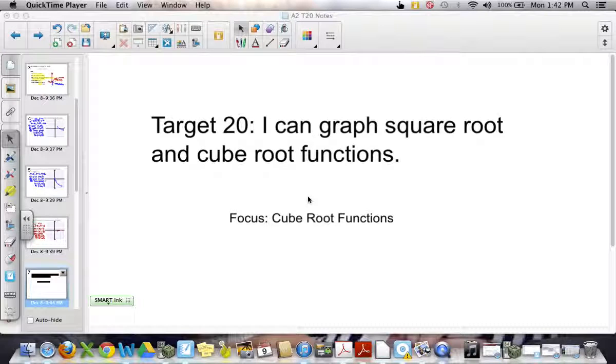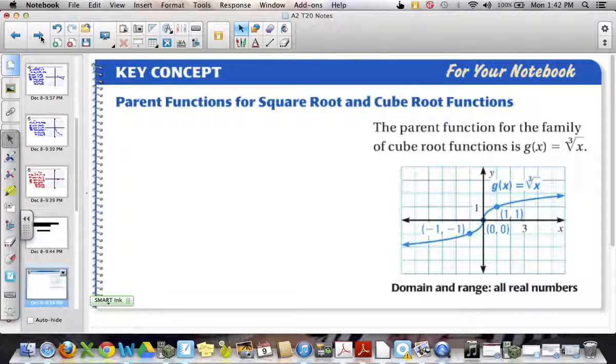Second part of Target 20. We are looking at graphing square root and cube root functions. First part of Target 20 was on square root functions. Today the focus will be on cube root functions. So let's take a look at the parent function of a cube root.